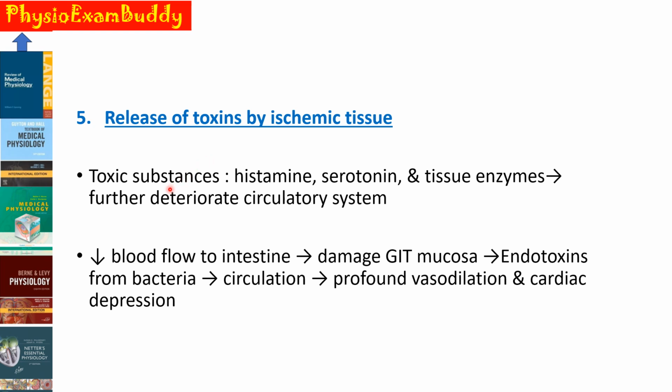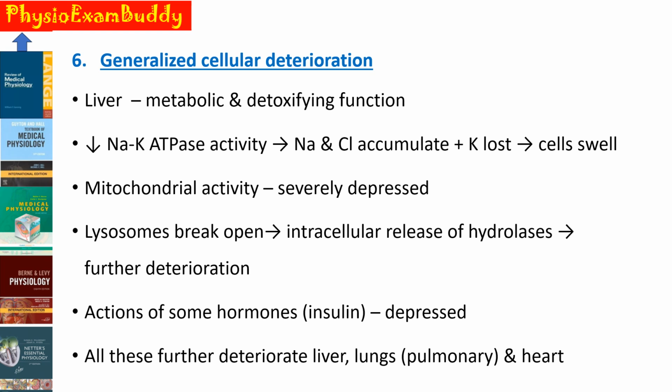Shock causes tissues to release toxic substances like histamine, serotonin, and tissue enzymes that cause further deterioration of the circulatory system. The diminished blood flow to the intestine often damages the gastrointestinal mucosa, and endotoxins from the bacteria enter the circulation and produce profound vasodilation and cardiac depression. And the last feature is the generalized cellular deterioration.